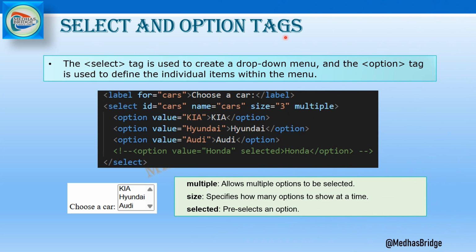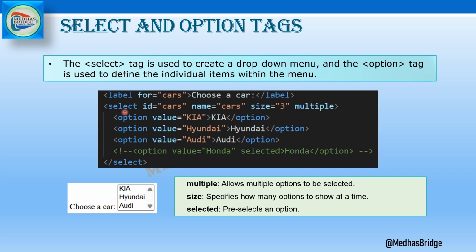Select and option tags. Yeah, this is one of the important tags. When you have multiple options, like in a combo selection, a drop down menu, how do you actually design a drop down menu? Using select and option tags. The select tag is used to create a drop down menu, and the option tag is used to define individual items within the menu. So here is a sample code.